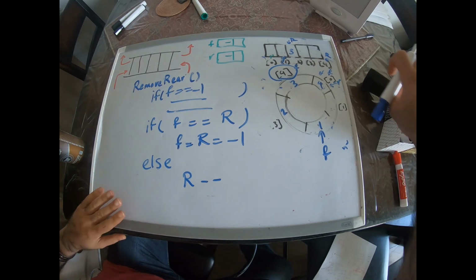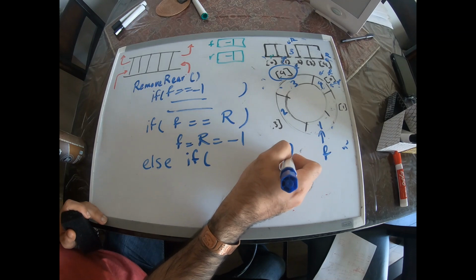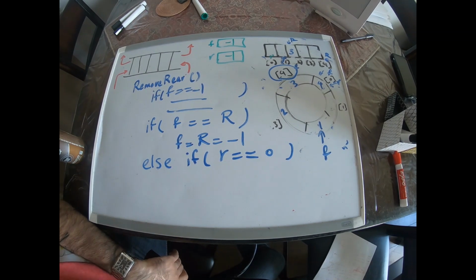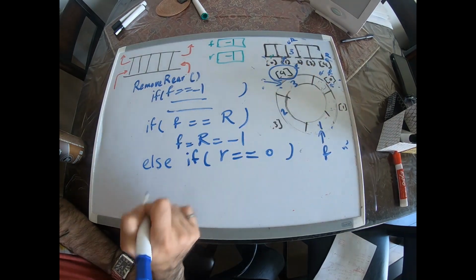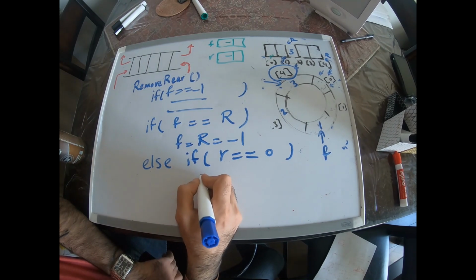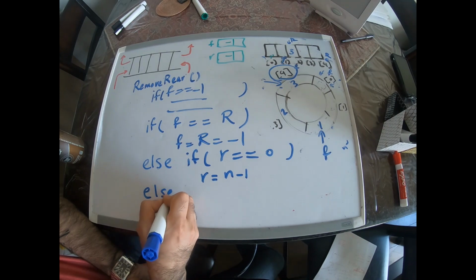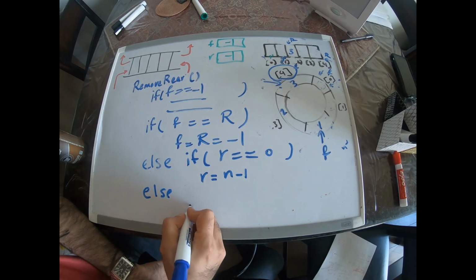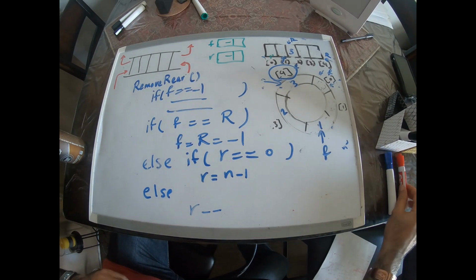So again, I can do it like this. Else if rear is equal to 0, this is not going to be rear. This is going to be rear. So rear is equal to n-1. Else, if this is rear and we want to do it one more time, we just have to decrement r. But this is similar to what we saw earlier.